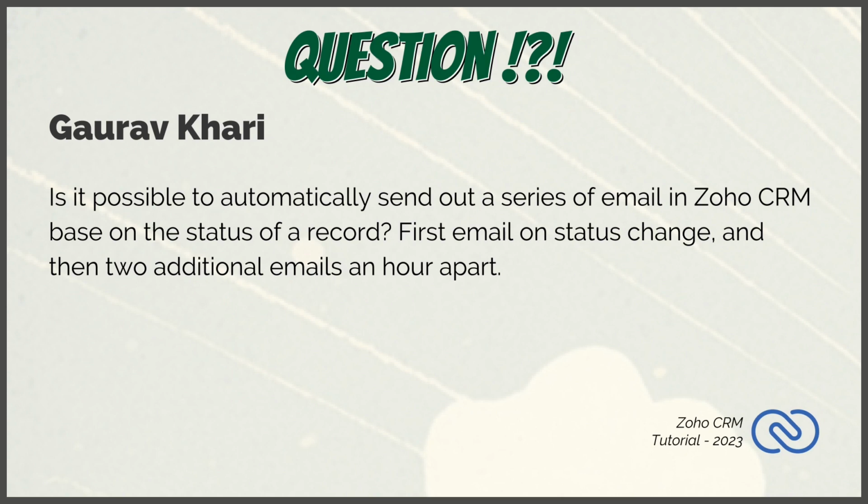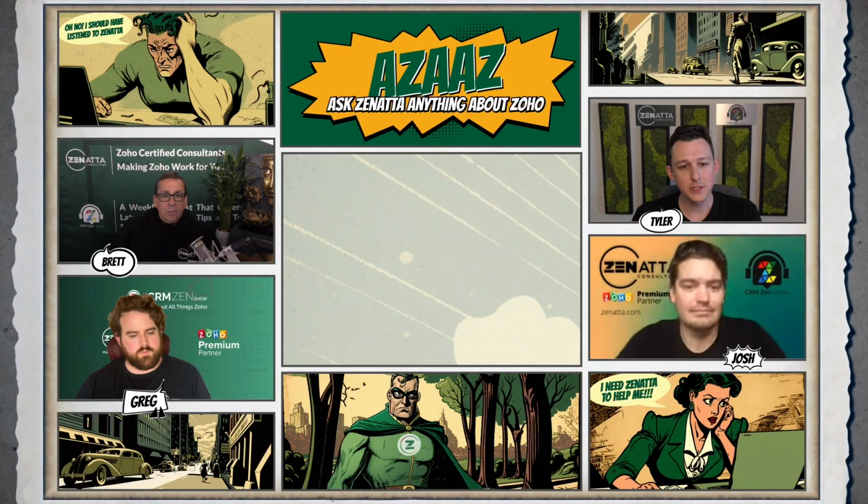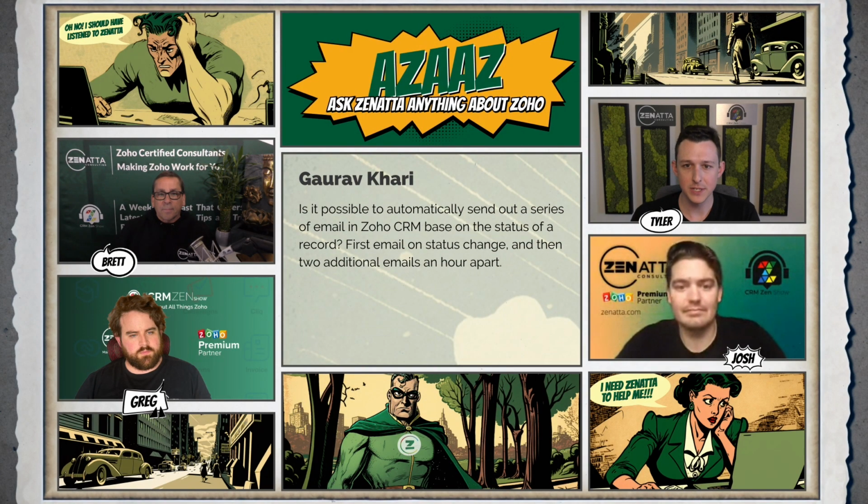All right. After watching our Zoho CRM tutorial from 2023, Gaurav asked, is it possible to automatically send out a series of emails in Zoho CRM based on the status of a record? First email on status change, and then 2 additional emails an hour apart. And yep, it is. So this is totally doable with CRM workflows. You need to make a decision on if these types of emails should go out through campaigns, but I'm assuming we probably want to keep this in CRM for the context of this question.